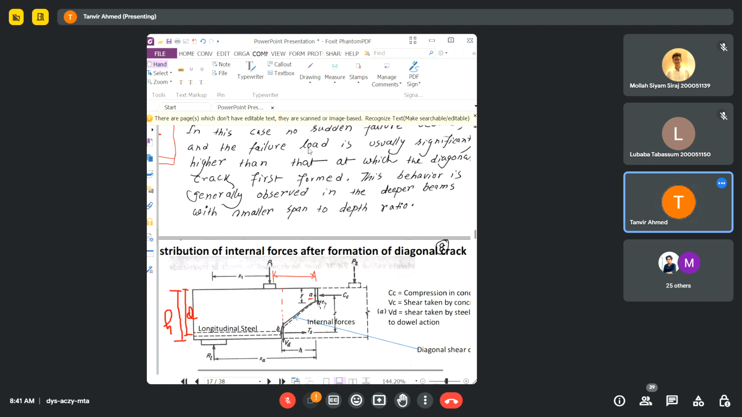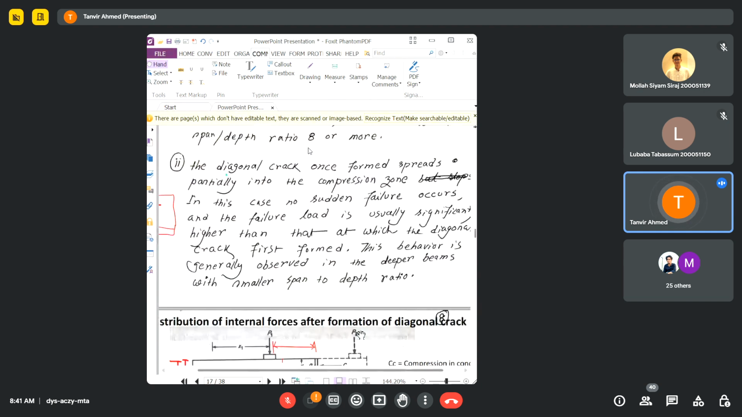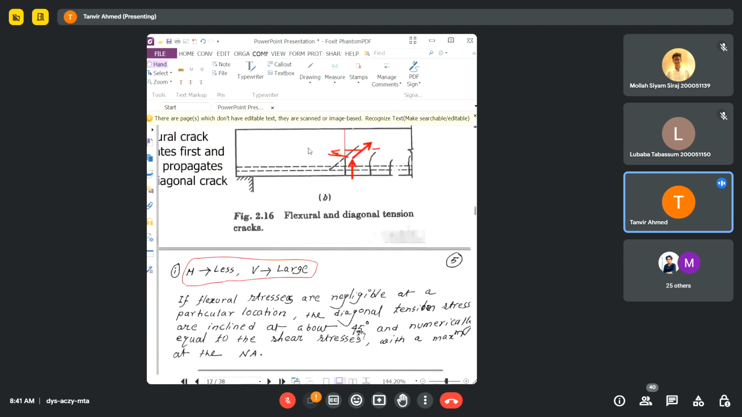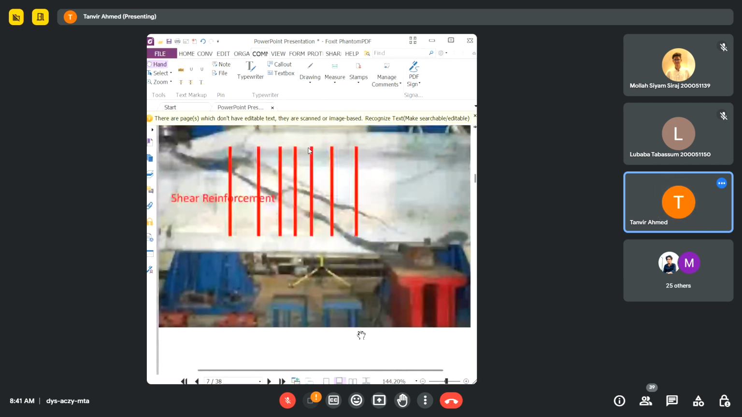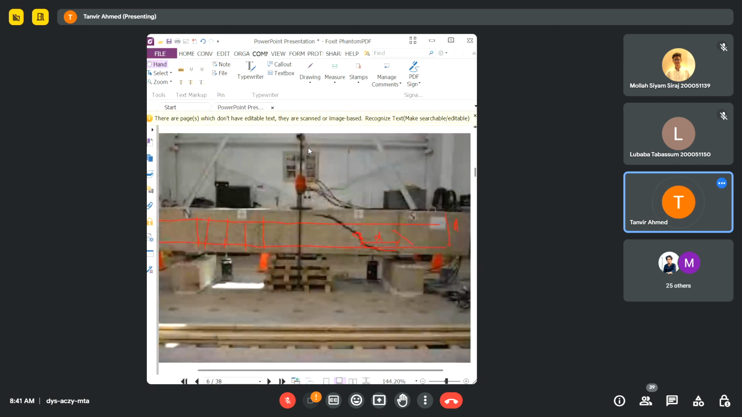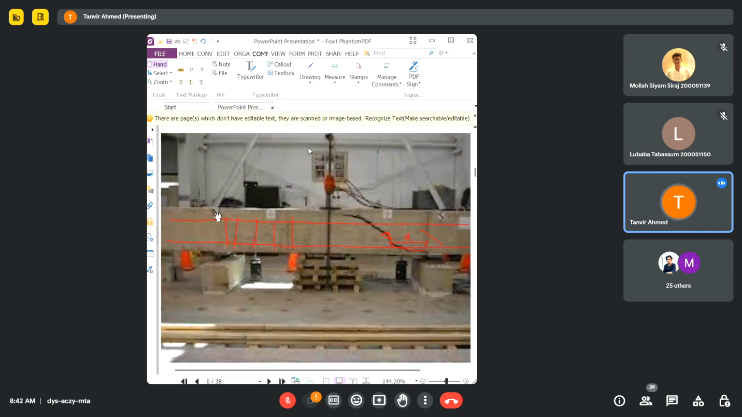So এই জন্য আমার deep beam এ abrupt failure টা we can resist to some extent, but even though we have a deep beam, we should use the shear reinforcement, because I've shown you one figure. If you remember this one, you can see the difference when you have the shear reinforcement and when you don't have the shear reinforcement. So in this particular beam, this part of the beam is reinforced with shear reinforcement.